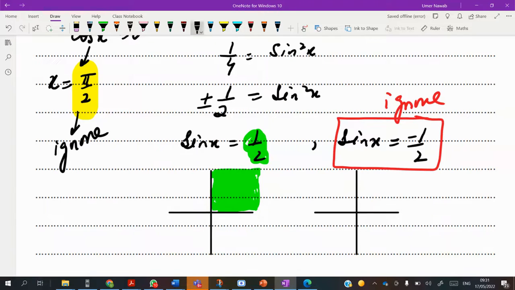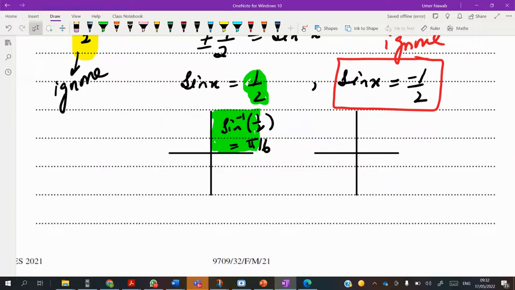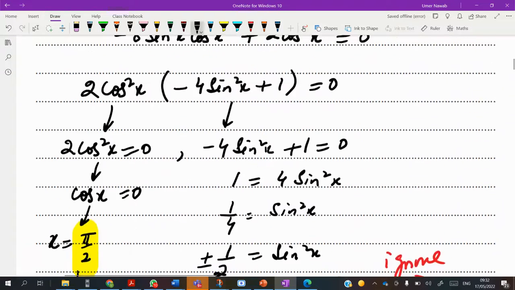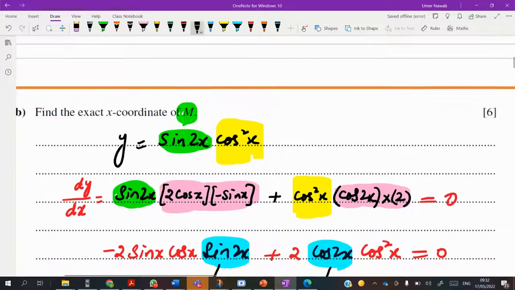Just try to get this, which is inverse sine of half, and inverse sine of half is pi by 6, or 30 degrees. So my answer is pi by 6. So the x coordinate of m is equal to pi by 6. Is he asking the x coordinate? Yes, he's just asking the x coordinate.